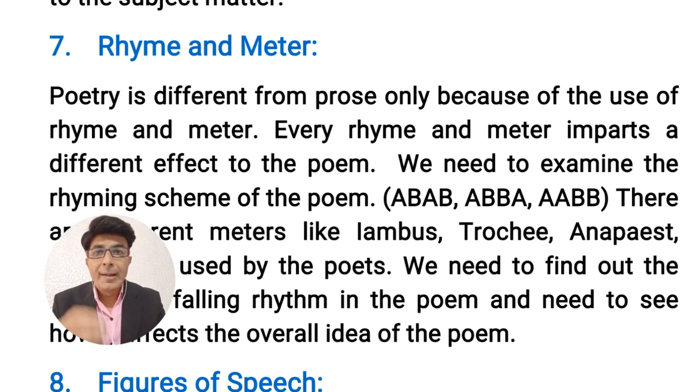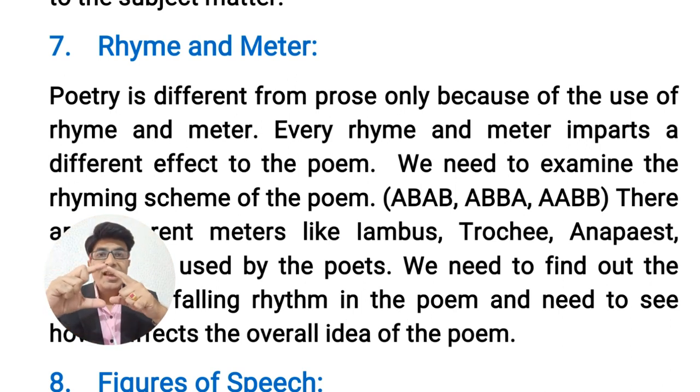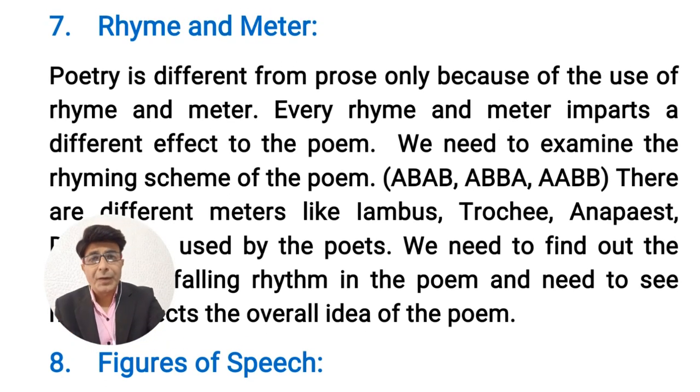Say for example, the poet has written a stanza of 4 lines, a quatrain. It can have a rhyming scheme like A B A B, so the first and the third line rhyme with each other. There can be a rhyming scheme A B B A, in which the first and the fourth are similar, and the second and the third are similar. There can be a rhyming scheme A A B B. So there are different kinds of rhyming schemes found in each stanza, and we need to find that out.